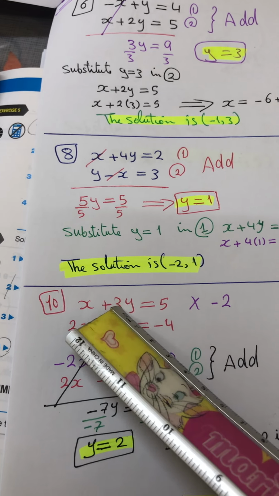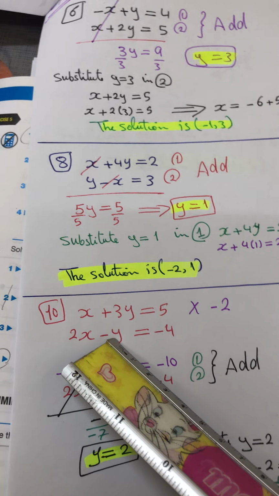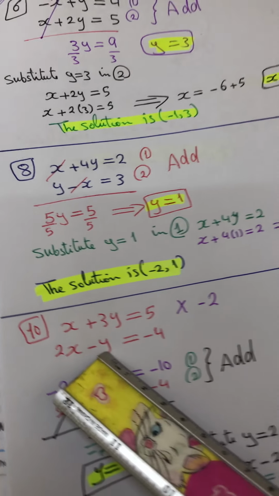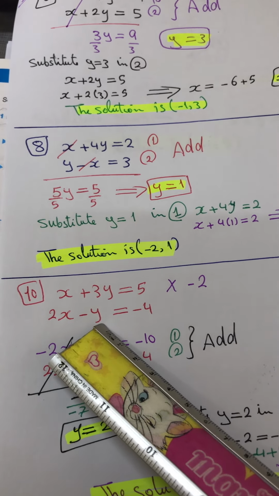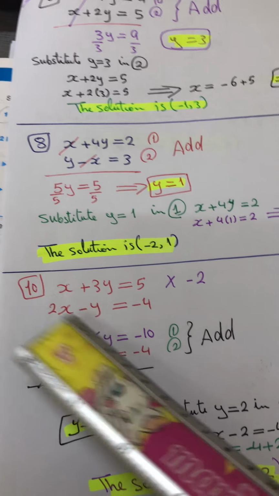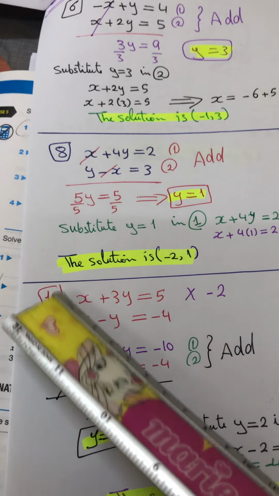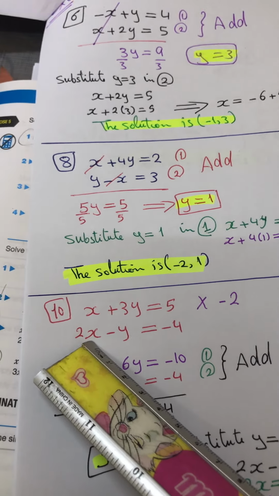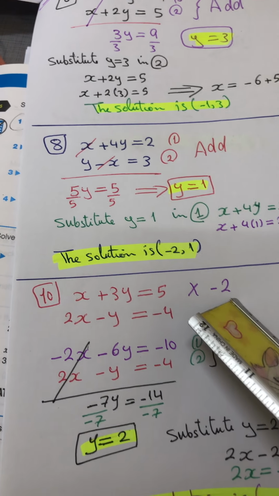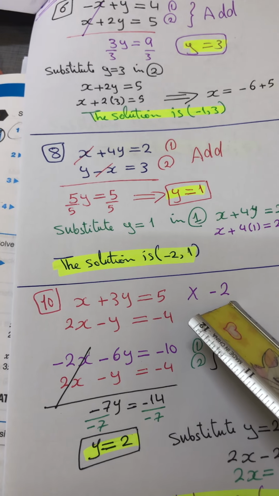But I have here 3y and here negative y. You have two ways. I solve the two ways in front of your eyes. I can change the sign of x by multiplying. I have here positive 2x, so I can multiply the first equation by negative 2.